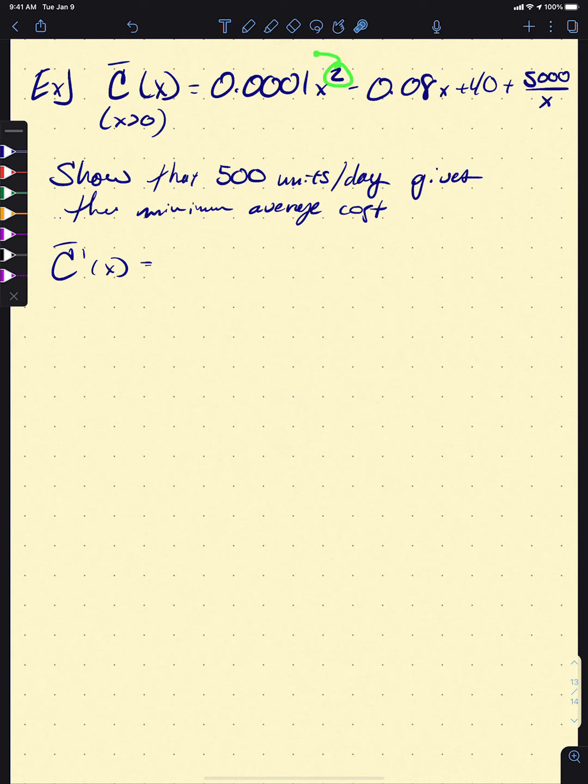And as we take our derivative, this 2 is going to drop down and then become a 1. So we'll get 0.002x. The x on minus 0.08x becomes a 1. My 40 drops, and then for the last term, the 500 is going to stay the same. The x to the negative 1 becomes x to the negative 2, and then the negative 1 is going to drop down, okay?